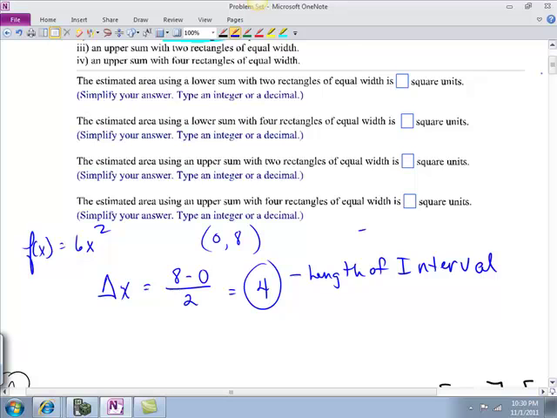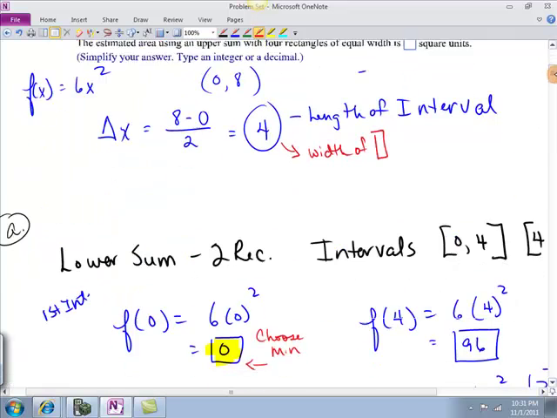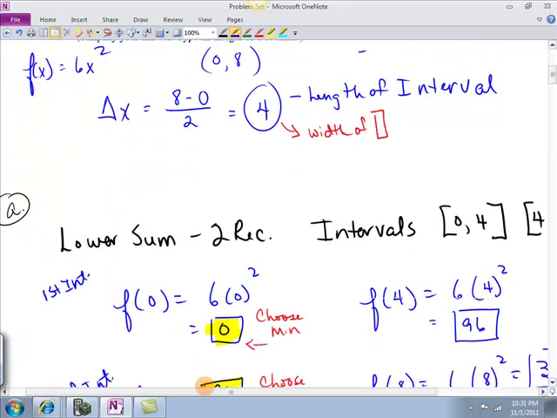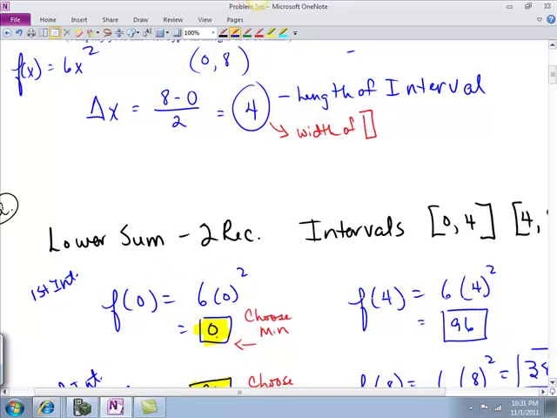First of all, we want to get the length of our interval, which is actually going to be the width of our rectangle. So delta x, or the change in x, is 8 minus 0, and we said we're going to use two rectangles, so each rectangle will have a width of 4. So that's going to be important. So let's just remember that's the width of our rectangle.